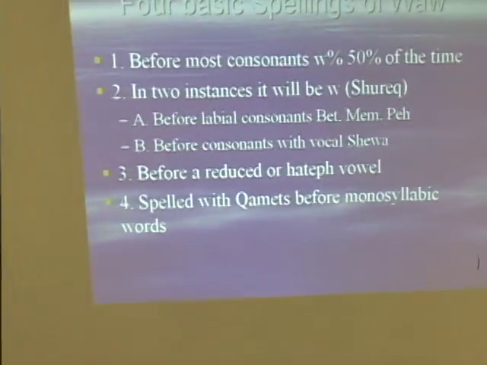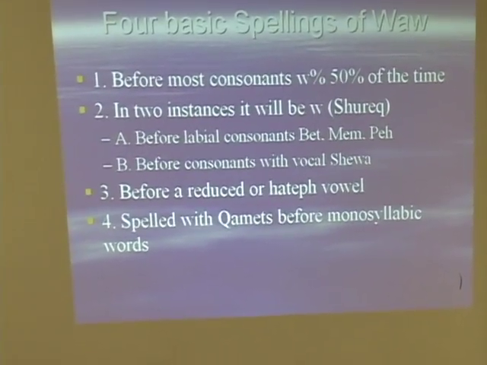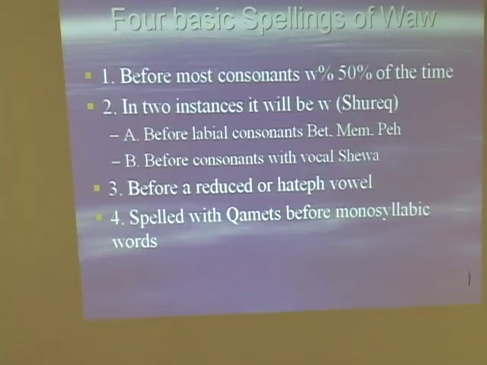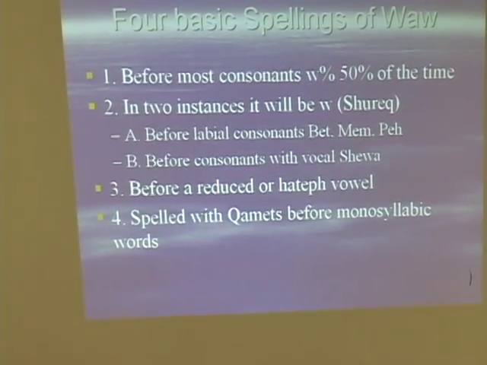And then the fourth rule: before monosyllabic words and words with initial accent, it is spelled with kametz. Monosyllabic words are such words as nefesh, or bayit, or ish, lechem in this case. So in this case, they will be spelled with kametz, not patha, kametz, because they have to have a longer vowel, since the following syllable is only monosyllabic.